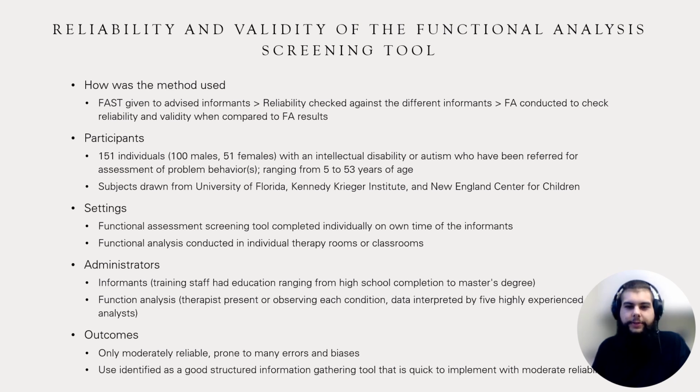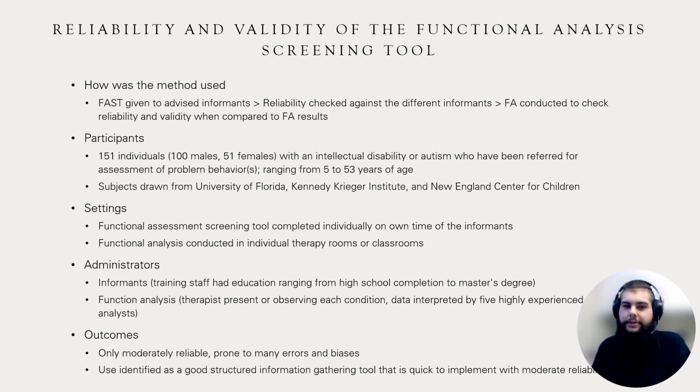The administrators of the FAST consisted of the informants and training staff. The training staff ranged in education from high school diploma to master's degrees, whereas the educational background is unknown for the family members. For the functional analysis, there was a therapist present for each condition, minus the alone conditions where one would be watching, however not present. This data was then interpreted by 5 different behavior analysts who were all very experienced in functional analyses.